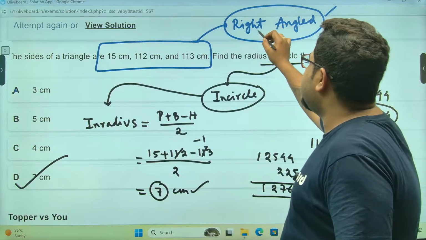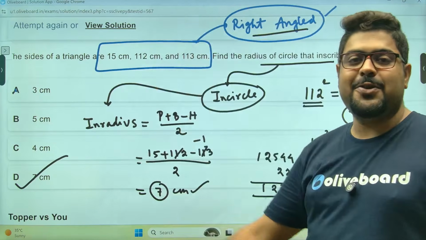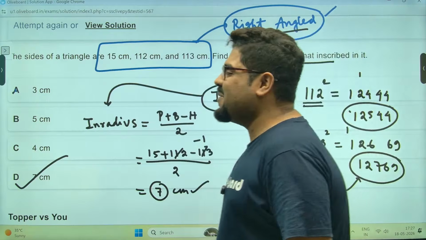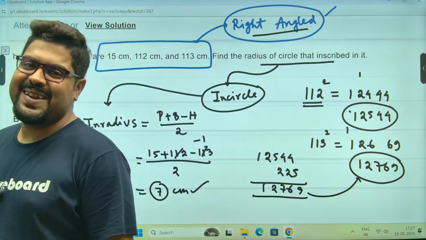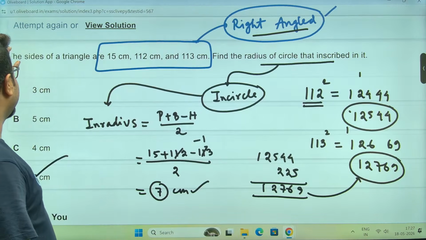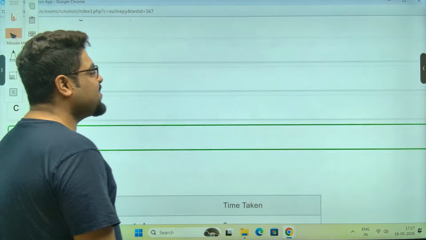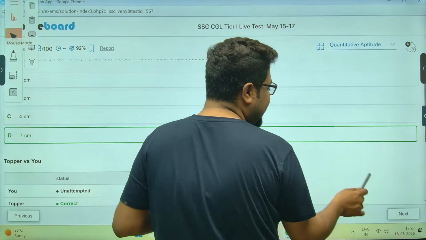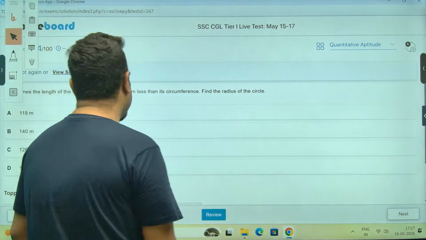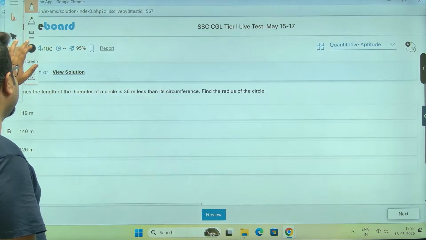And again, for the smarter people, you do not need to check. Because if it is not right angled, this is not an SSC question altogether. It's impossible. So smart people will not even check whether it's a right angle triangle or not. It must be. Next one.